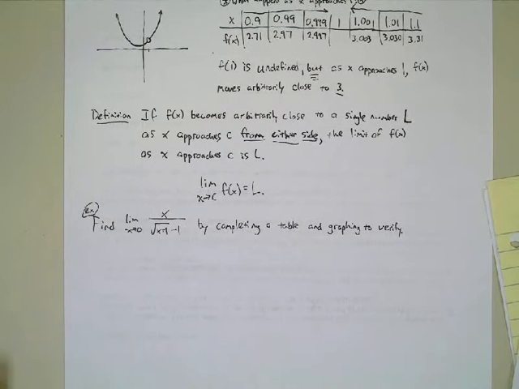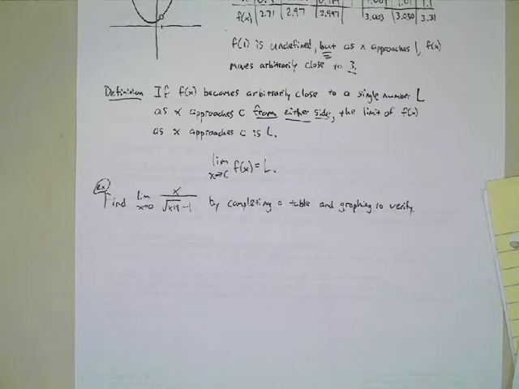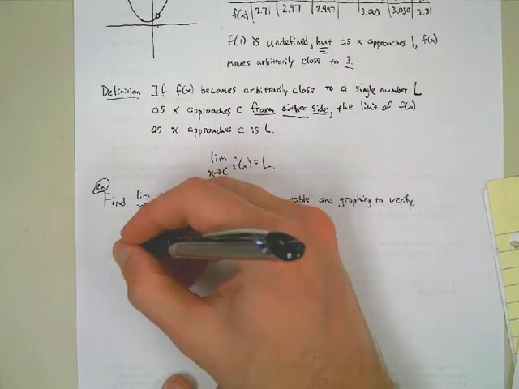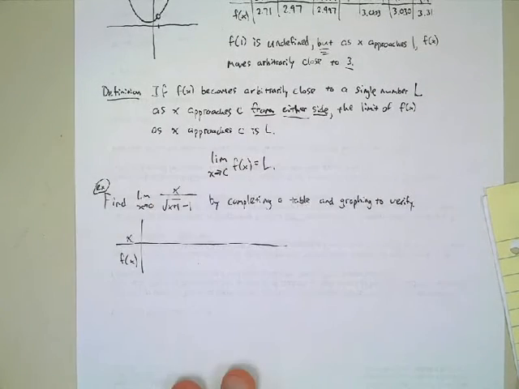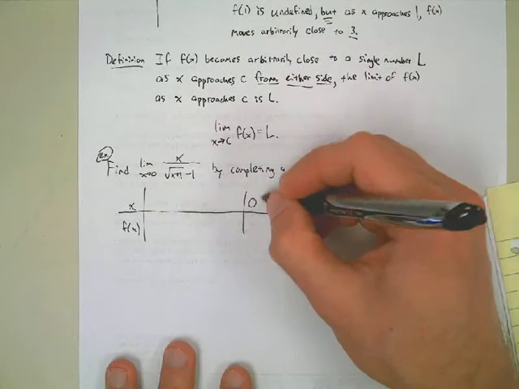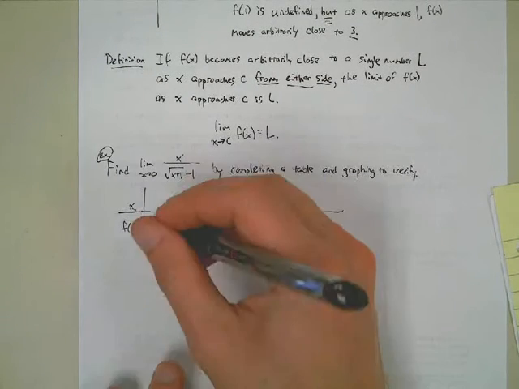So let's do a table. To fill in this table, what's the value we're approaching? We want to approach an x value of 0. So for our table, our x values need to get closer and closer to 0. I'm going to put 0 in the center of my table, and then pick values that are close to 0. To the left of 0, what would be a good one to pick?